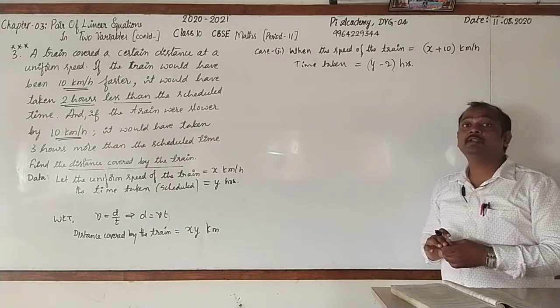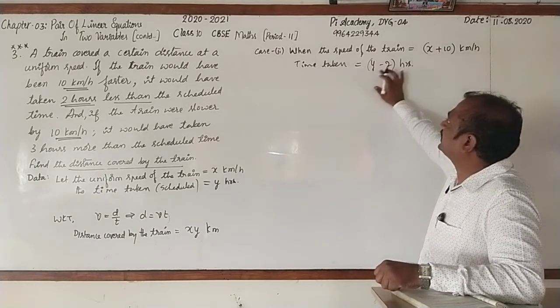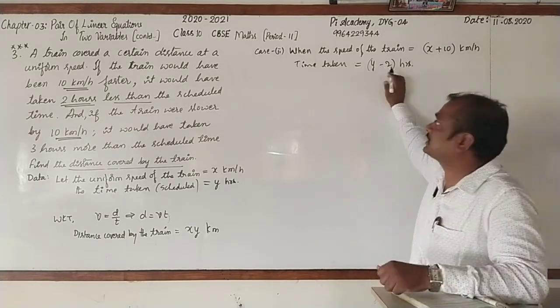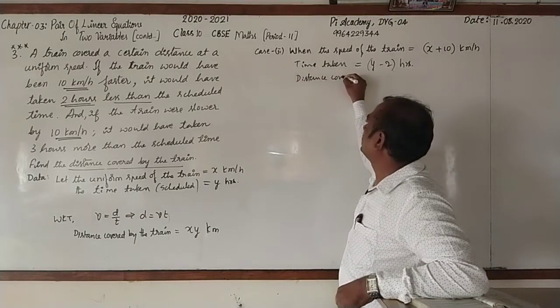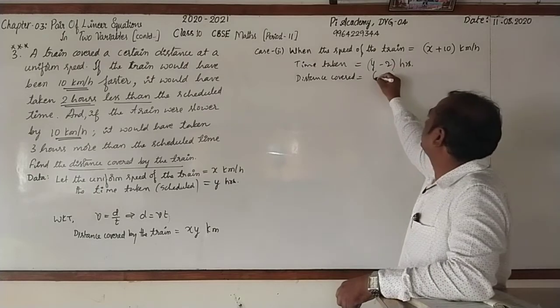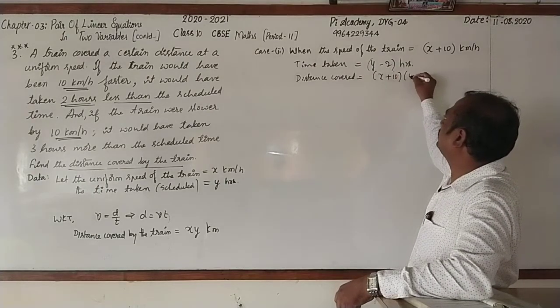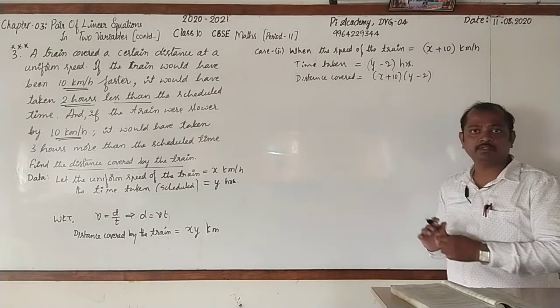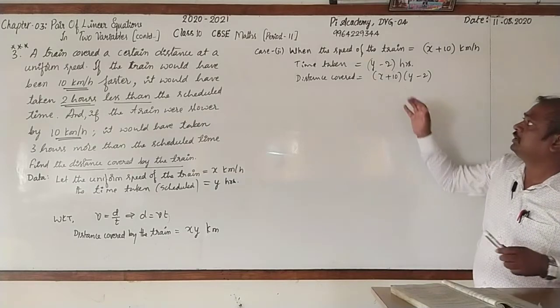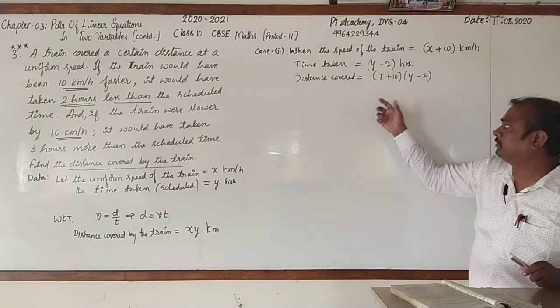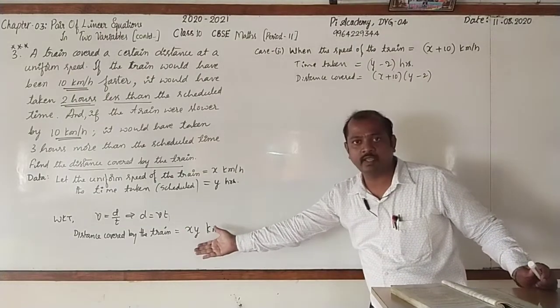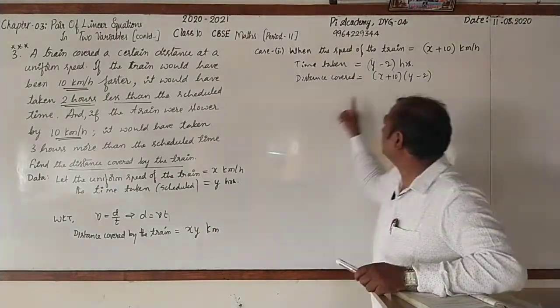Then if the speed is this much and the time is this much, what about the distance? Distance covered is equal to x plus 10 into y minus 2. Did you understand? See, it has increased the speed and decreased the time, but the distance covered is the same. Hence, we can go for equating these two.